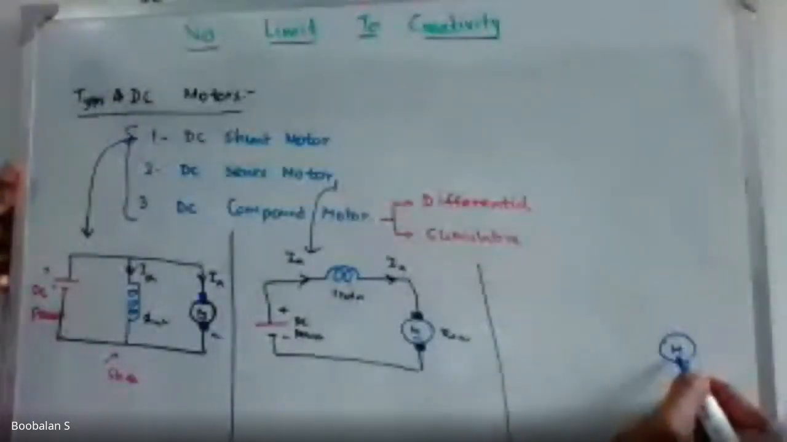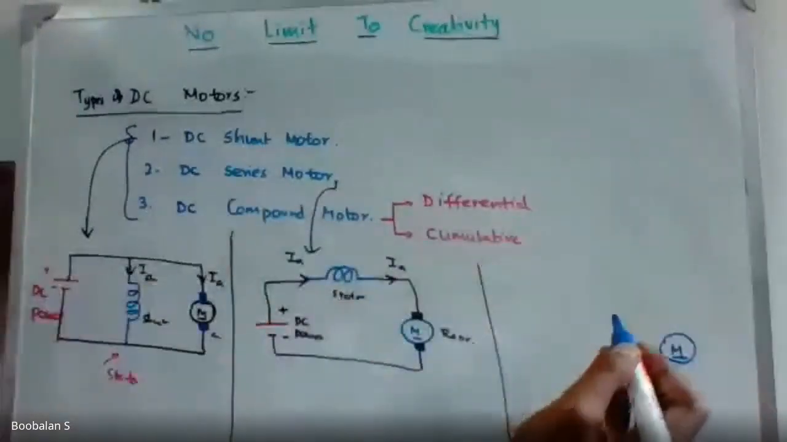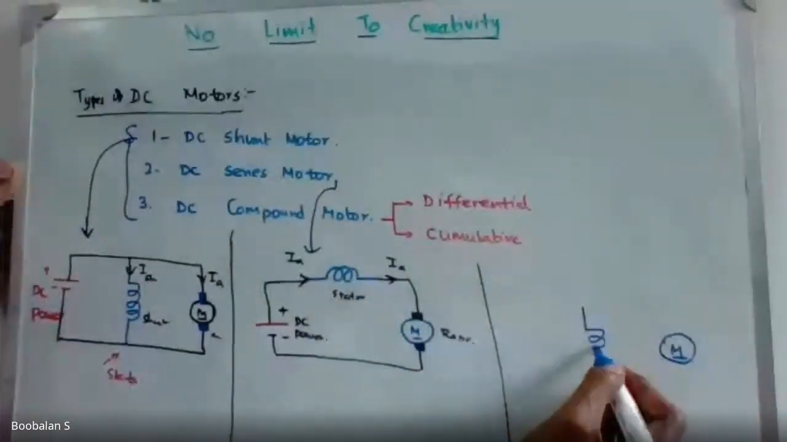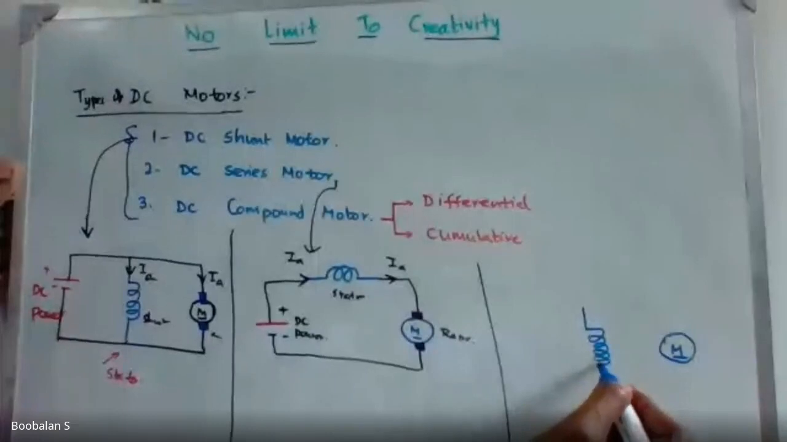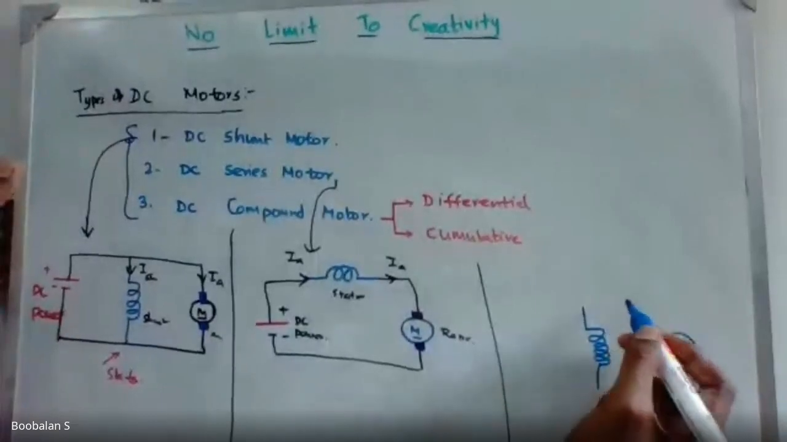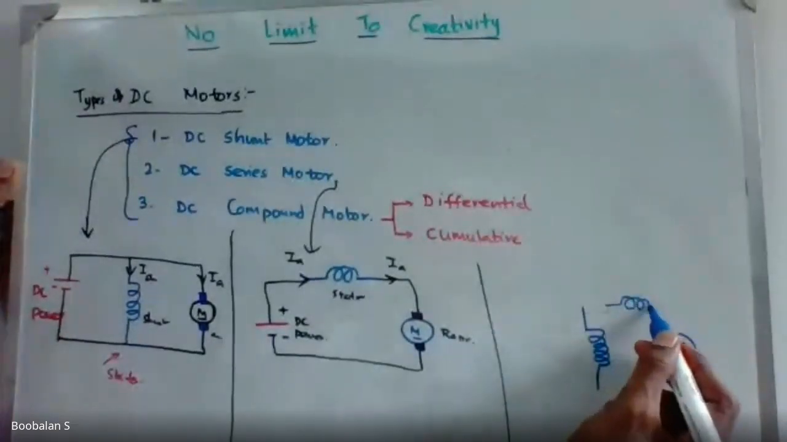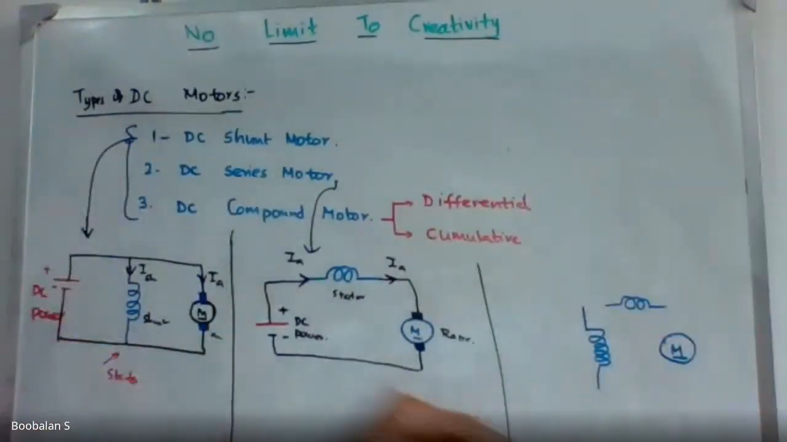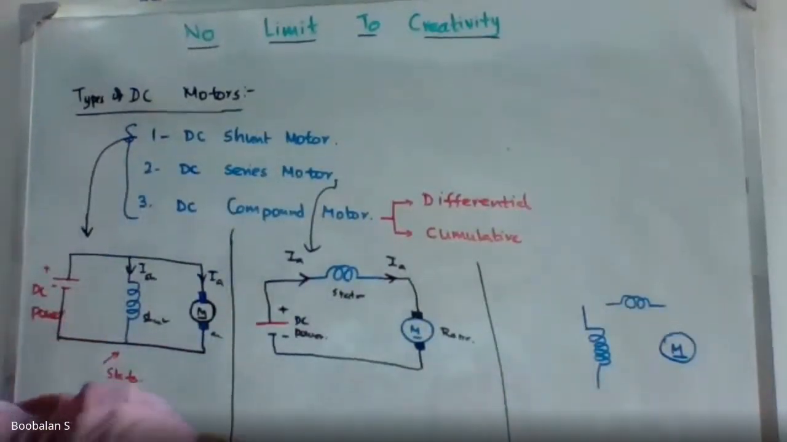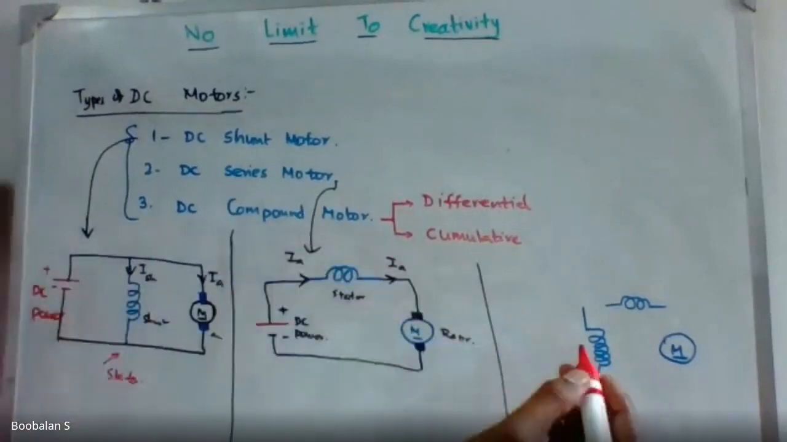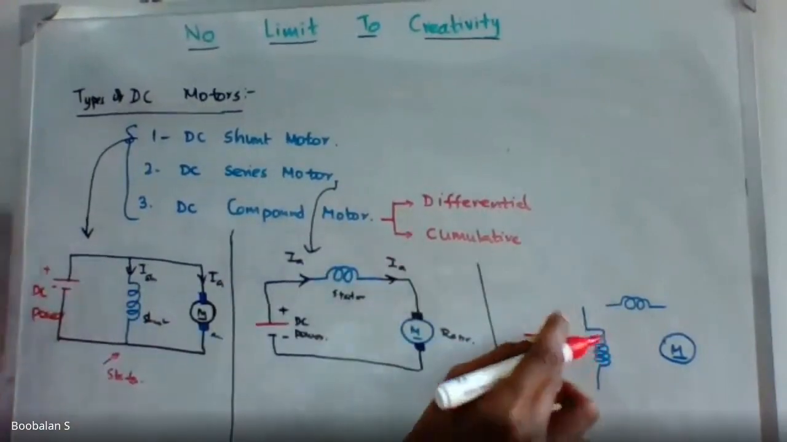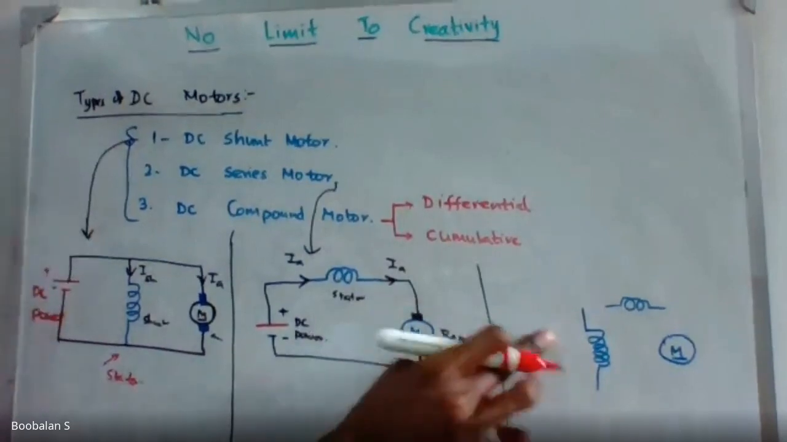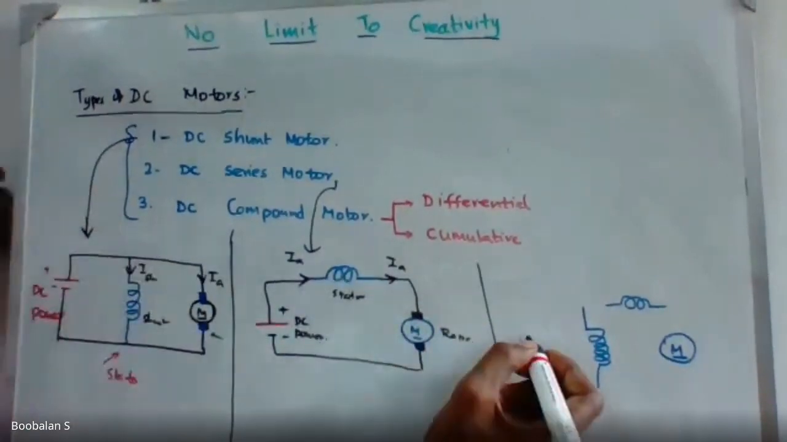It will look like this. Both the parallel connection as well as the series connection will be available on my power side. This is why it's called a compound motor. The compound motor, in the sense, is the combination of two things.